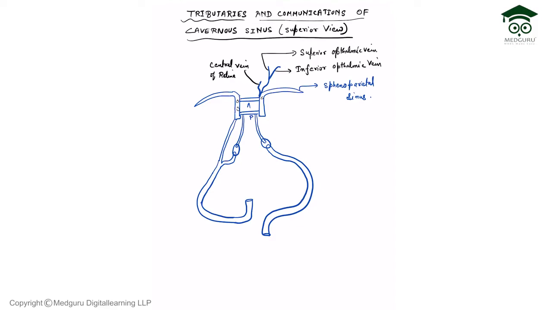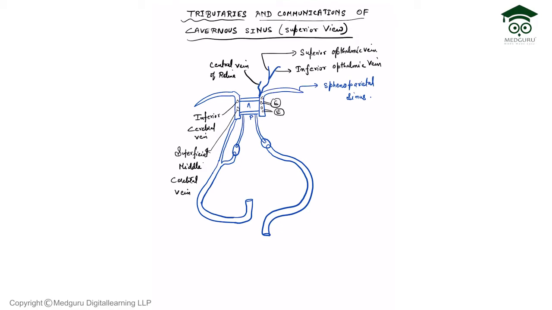Now making other important tributaries. So 2 other tributaries which we have made. The one is the inferior cerebral vein. So inferior cerebral vein is the tributary from the brain. Thereafter, the other tributary from the brain is superficial middle cerebral vein. So superficial middle cerebral vein and inferior cerebral vein are the tributaries from the brain. Thereafter, we will make some of the communications.